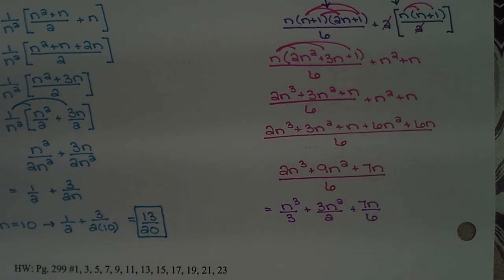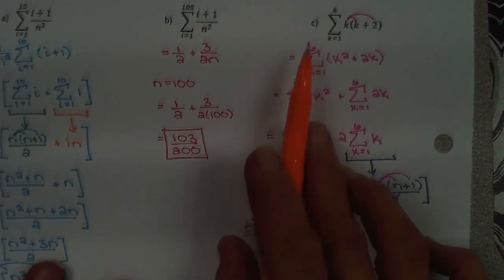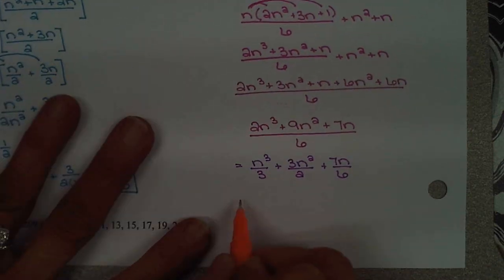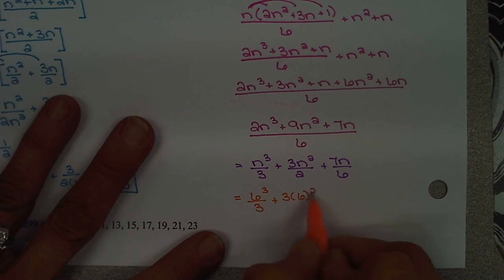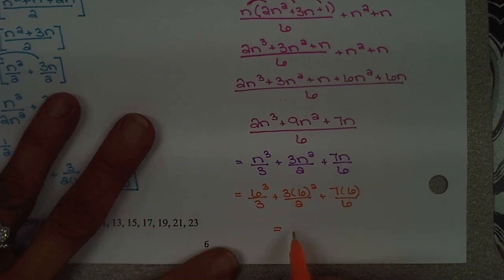So that would be the formula I would use if I had any number for my upper limit. But for this one in particular, because my n was 6, so just a reminder up here, my upper limit here was 6, I'm going to plug in a 6 for all of these n's. So this would be 6 cubed over 3 plus 3 times 6 squared over 2 plus 7 times 6 over 6. And if we punch all that in the calculator, we end up with 133.